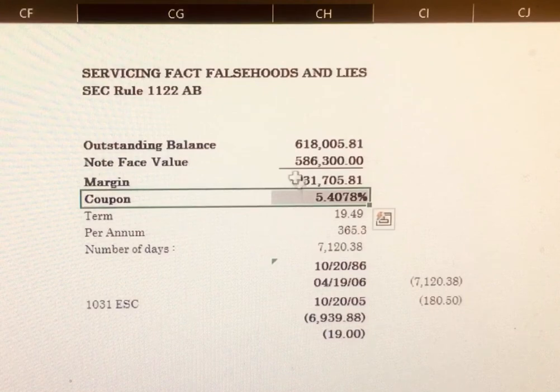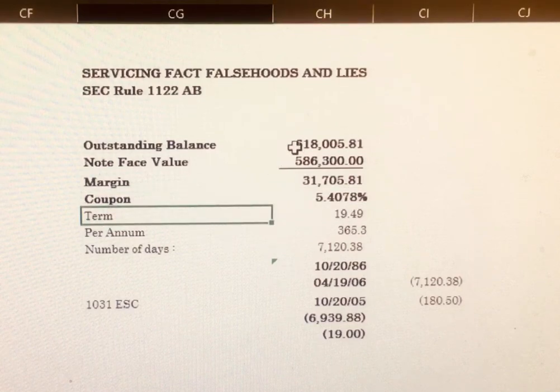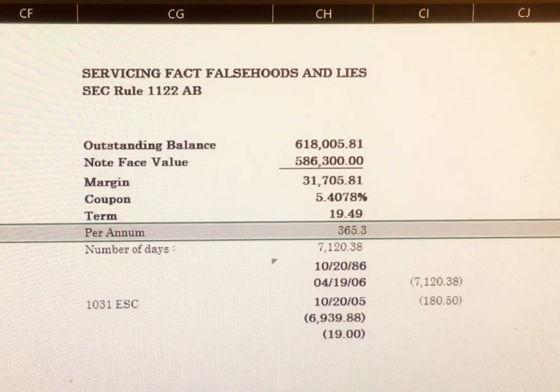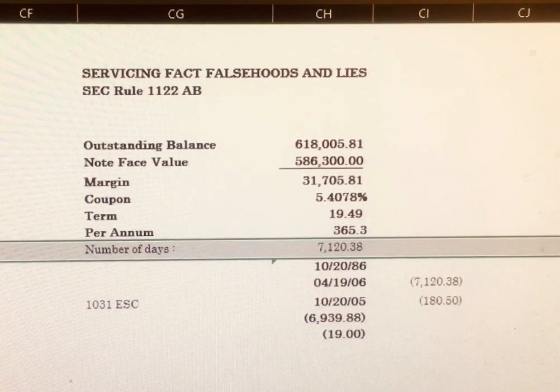I can also take the outstanding principal balance and divide it by the margin. 618,005.81 divided by 31,705.81 margin gives a term of 19.49 installments. Important word for you to remember, installment. Now I'm going to use a per annum of 365.3, the number of days in a year, and multiply that times 19.49. That's going to give me the number of days for a term.